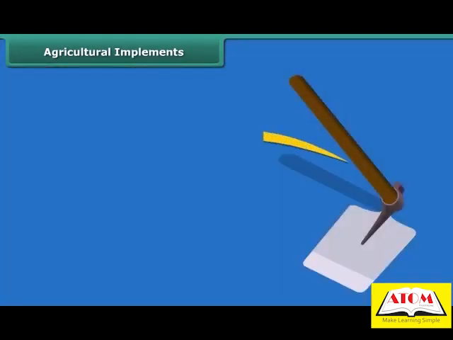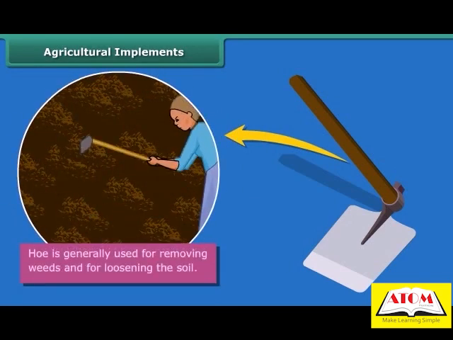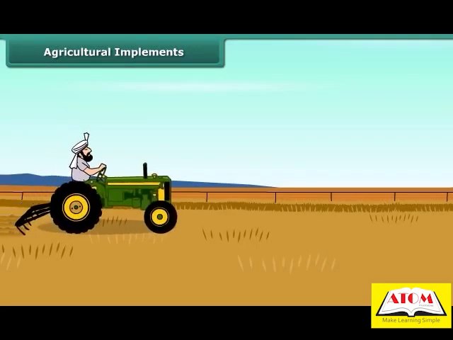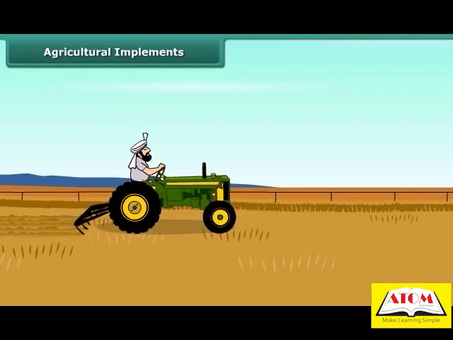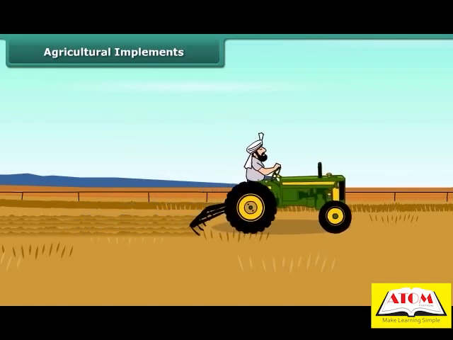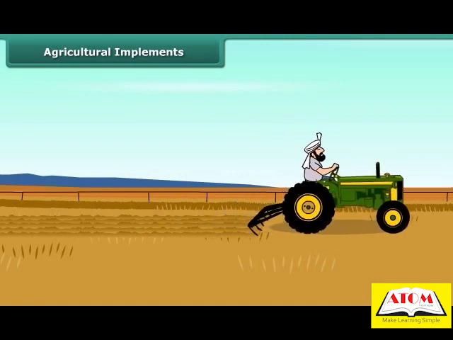Another tool used in plowing is a hoe. It is used for removing weeds and for loosening the soil. It has a long rod of wood, and this strong, broad and bent plate of iron works like a blade. Most of you must have seen tractors in the farms. Nowadays, plowing is done by tractor-driven cultivators, which save both labor and time.